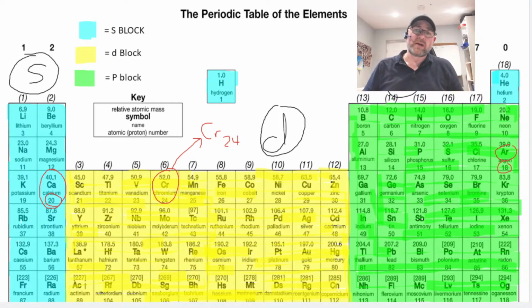That's a way of us calculating the relative atomic mass. And I went through some exam questions.